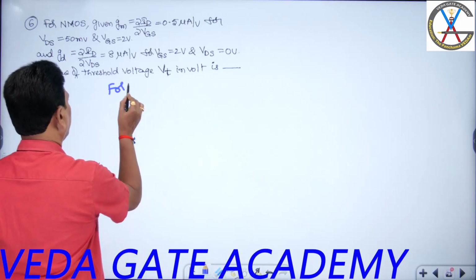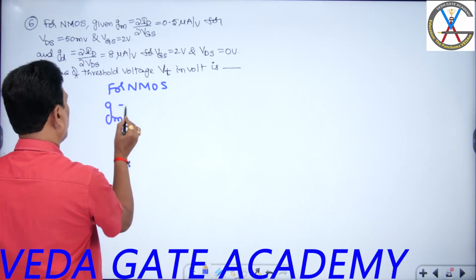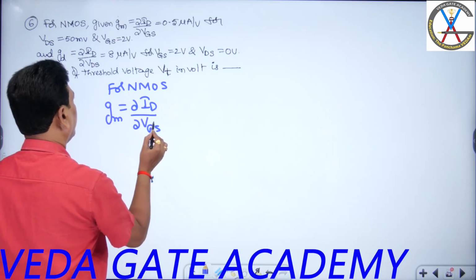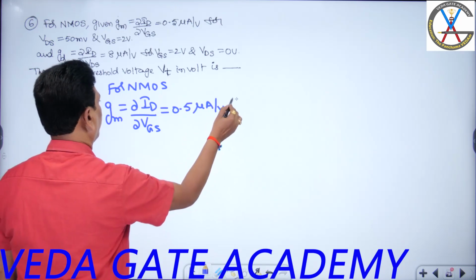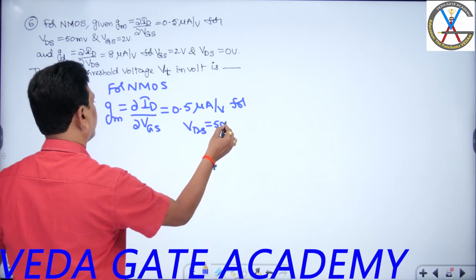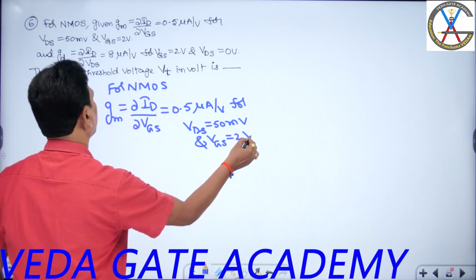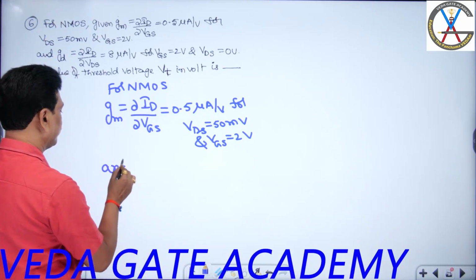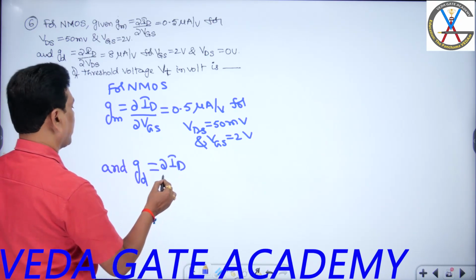So this is for NMOS given. Gm is given, dou ID by dou VGS, that is 0.5 microampere per volt for VDS equal to 50 millivolt and VGS equal to 2 volt. So here VDS is less than VGS. One more option is given, drain conductance GD equal to dou ID by dou VDS.